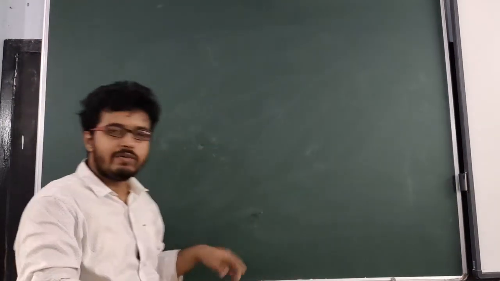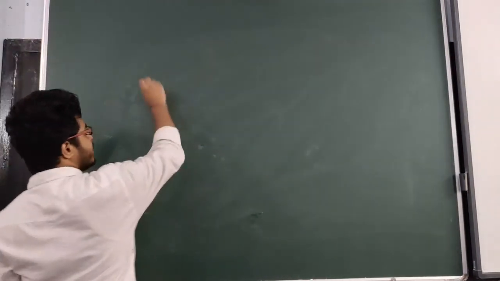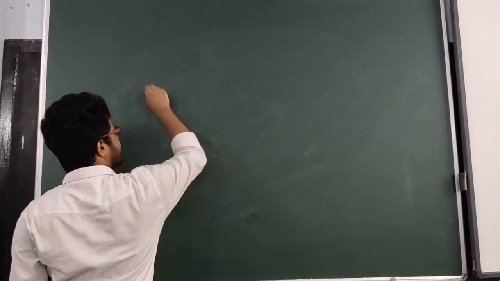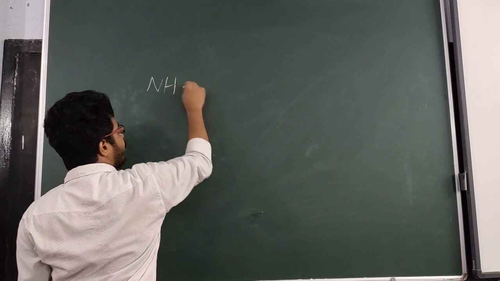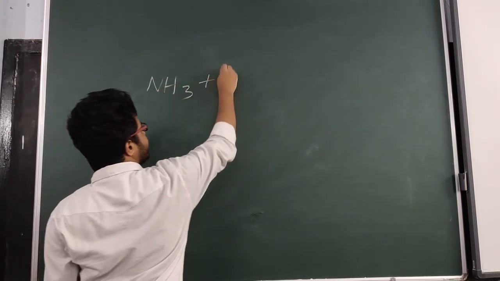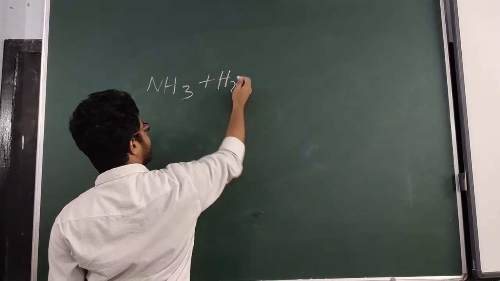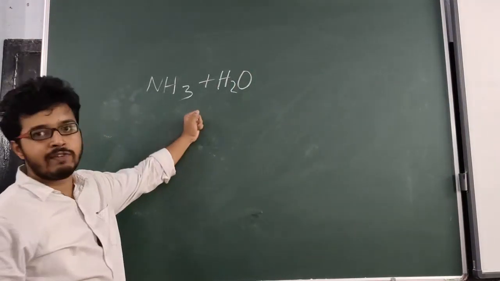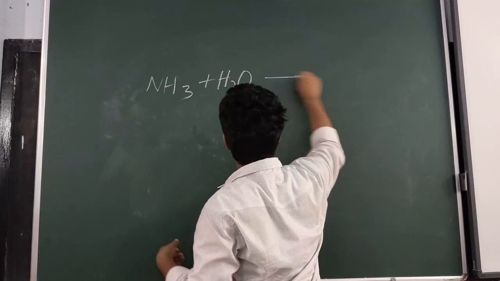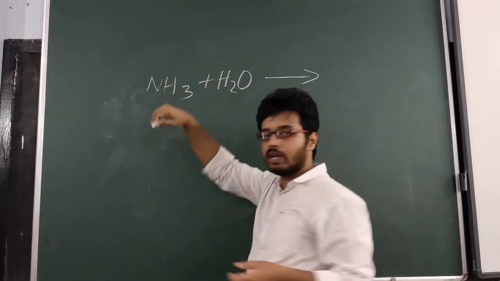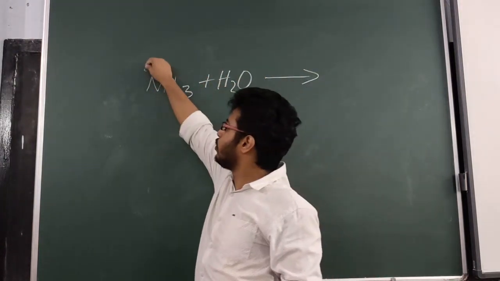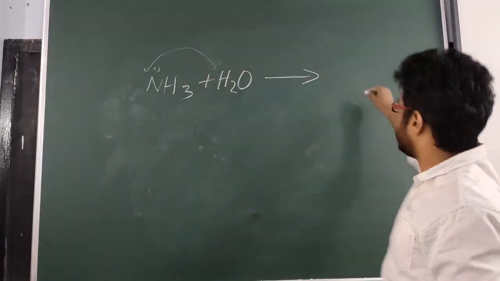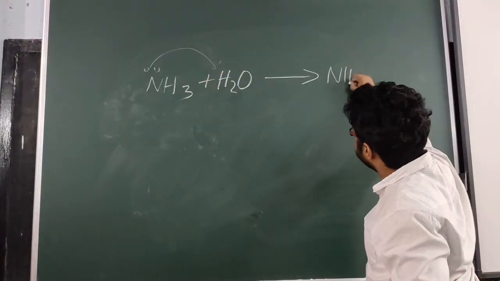Before going to that, we will discuss one more reaction, which we have discussed today itself. Ammonia, when it is dissolved in water or treated with water, I hope you remember that ammonia is highly soluble in water. So this is what happens when ammonia is dissolved in water. I hope you remember the lone pair coming to the water and all that. The product we are supposed to get is NH4OH.